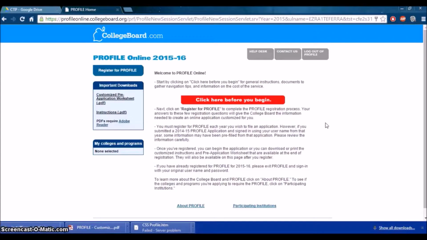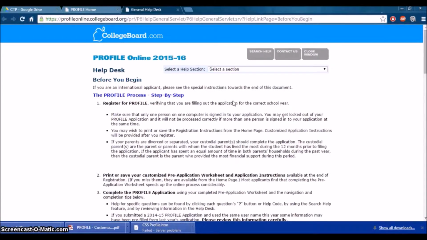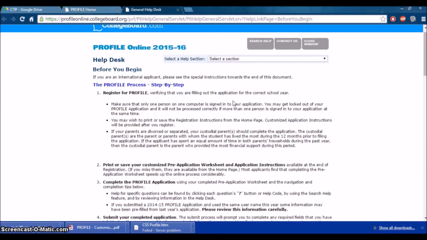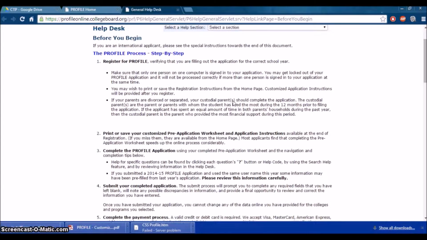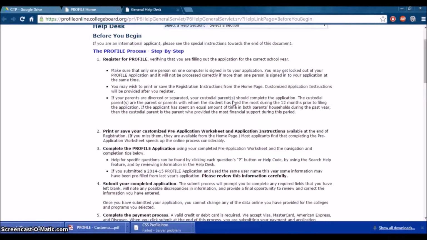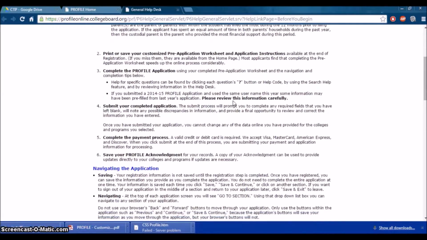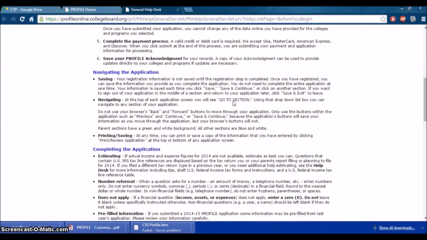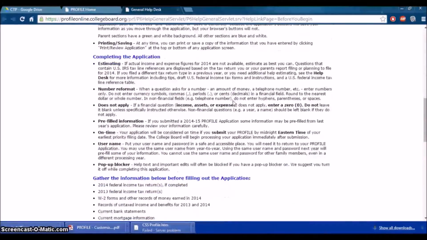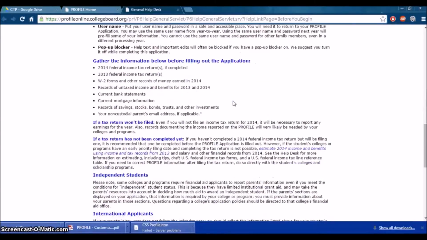So before you actually go into filling out the CSS Profile, the first thing that we want you to do is click on this link that says "Click here before you begin," so that you can read the instructions on exactly how to fill out the CSS Profile. It gives you specific step-by-step instructions on the specific sections that you have to fill out. So make sure that you read through this, and that you understand all of the parts before you go into filling out the CSS Profile. It has very detailed descriptions of the sections, so you'll be able to understand what you're filling out before you actually do it.